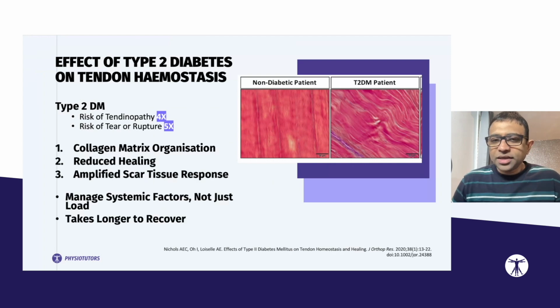So type 2 diabetes increases your risk of tendinopathy by 4 times, and your risk of tendon rupture is increased by 5 times. And also there's a combination of collagen matrix organization, reduced healing, and amplified scar tissue. So those patients, it's really important that we manage systemic symptoms and just not load. And those patients take longer to recover.